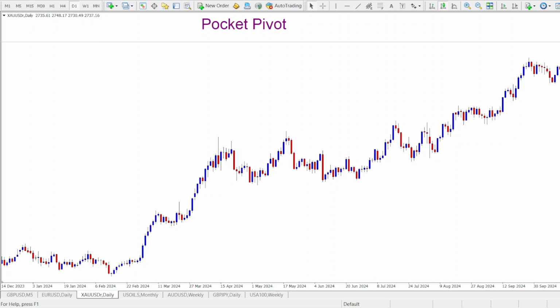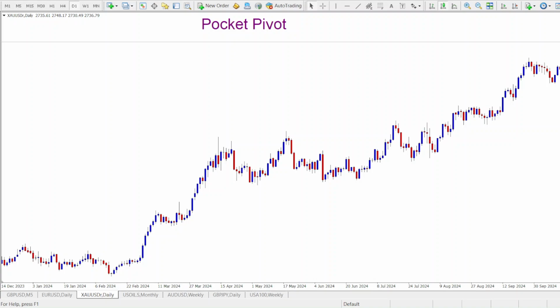Now, why should forex traders care about pocket pivots? Well, if you've ever been frustrated by a position that seemed ready to move up but didn't, pocket pivots could help you avoid these traps. They let us know when buying pressure is entering the market, which can be especially important in the forex world where small price shifts can mean a lot.